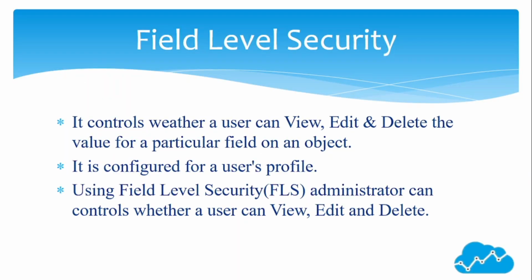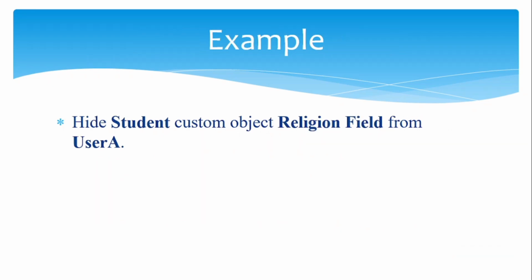Field level security controls whether a user can view, edit and delete the value for a particular field on an object. It is configured for a user's profile. Using field level security (FLS), an administrator can control whether a user can view, edit and delete. Let's see an example: hide the student custom object religion field from user A.